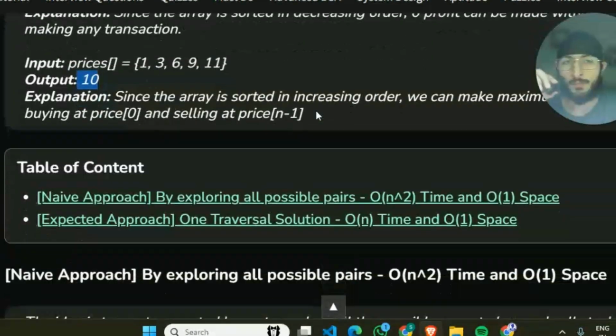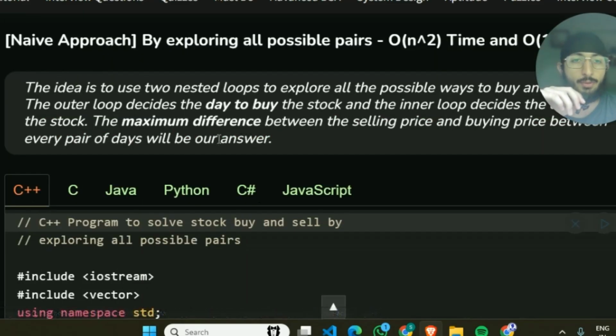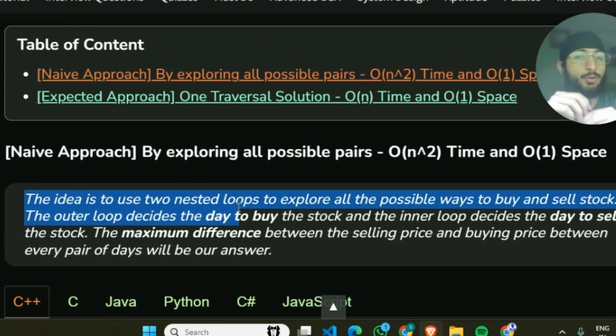That is the profit. Now, first we'll discuss the naive approach, exploring all the possible pairs, which takes O of n square time and O of 1 space. The idea is to use two nested loops to explore all the possible ways we can buy and sell stock. The outer loop decides the day to buy the stock, and the inner loop decides the day to sell the stock. The maximum difference between the selling price and the buying price over every pair of days will be our answer. So let me show you the code as well.